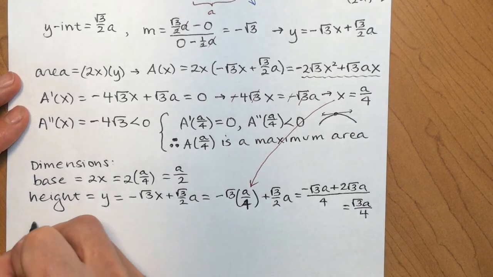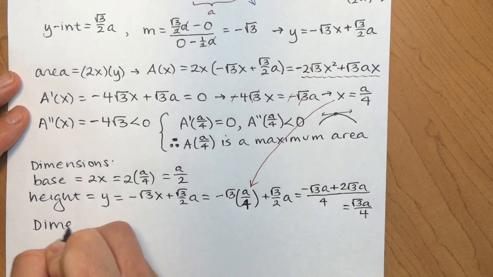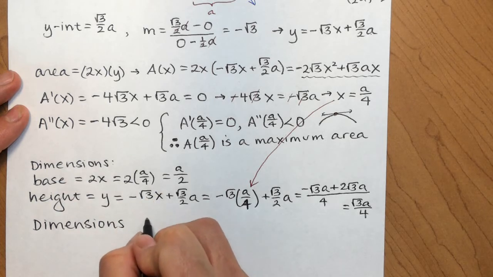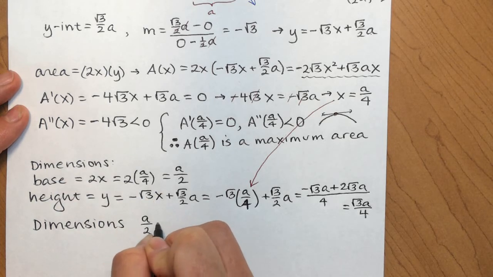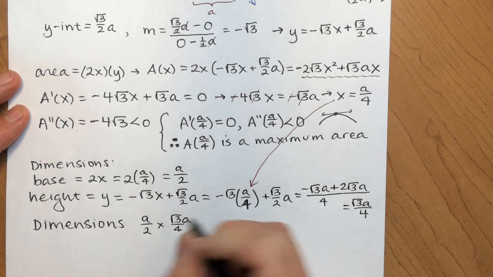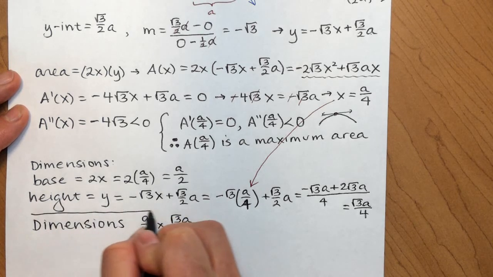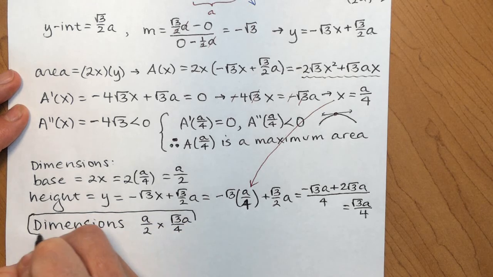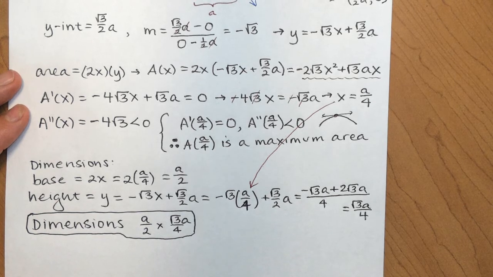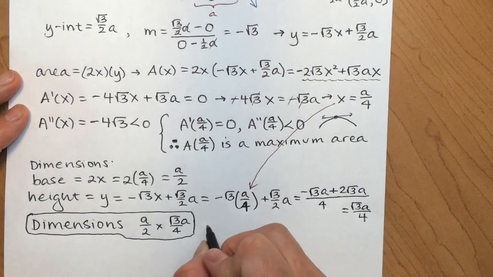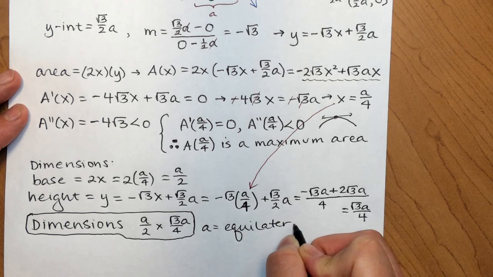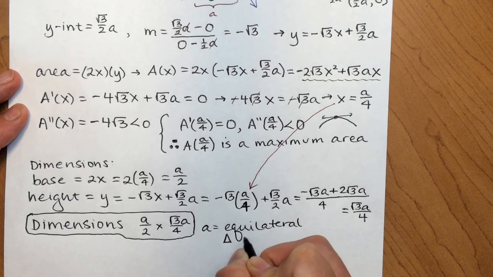All right, so the dimensions of my rectangle are a over 2 by root 3a over 4, where a is the side length of the equilateral triangle in which my rectangle is inscribed.